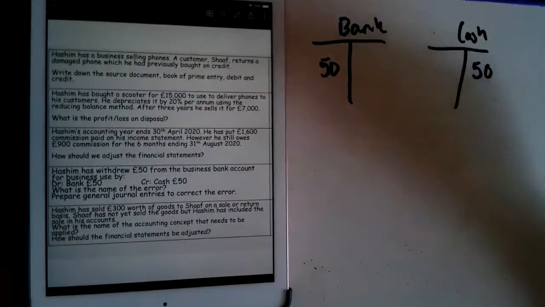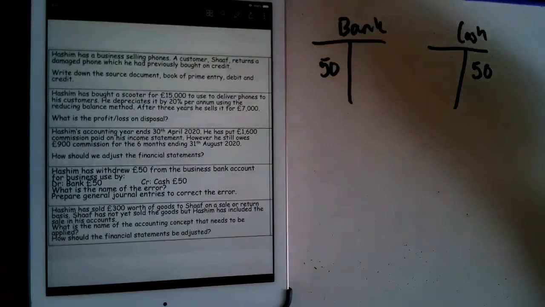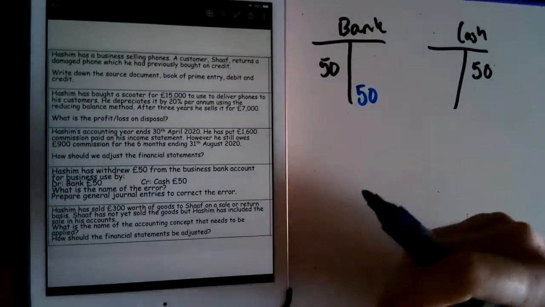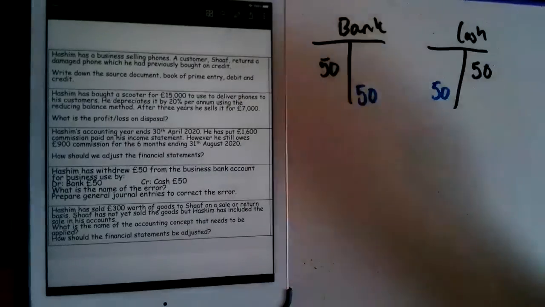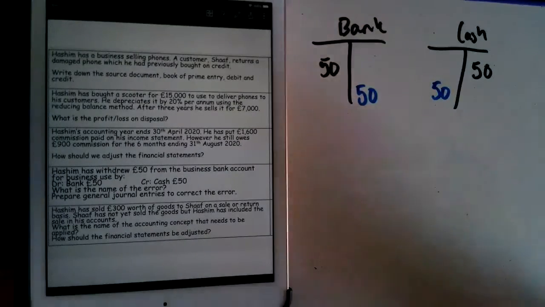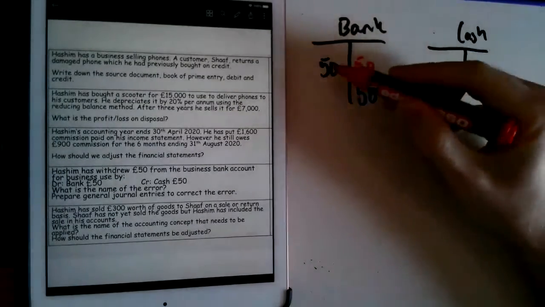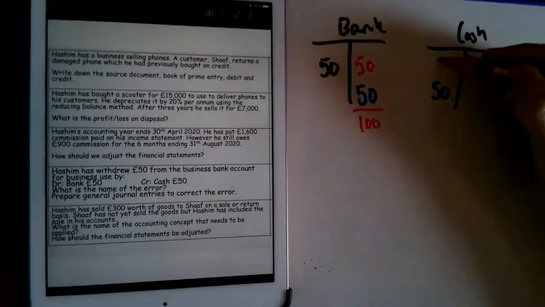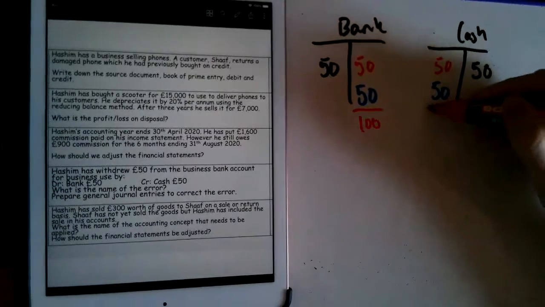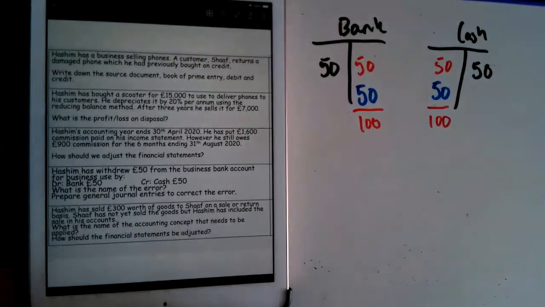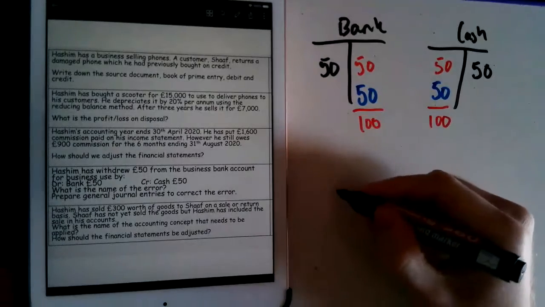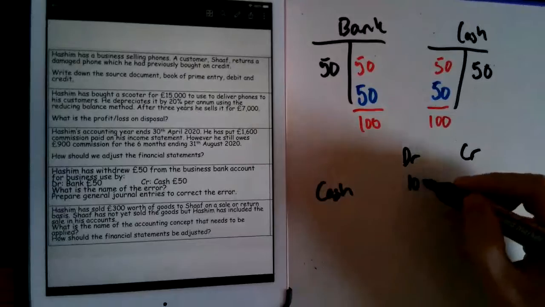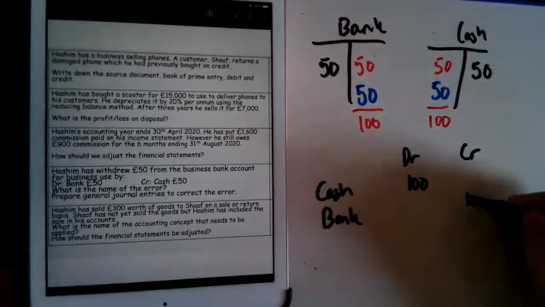If he withdrew £50 from the bank account, that means money went out of the bank, so it should have been on the credit side. And he's now got more money in cash, so that should have been on the debit side. To fix it, I need to put the 50 on the credit side to cancel that out, then I need the new 50. So altogether I need 100 on the credit side. Same here, I need 50 to cancel that 50 out, plus the new 50 to make 100. So the general journal would look like debit, credit. We're going to debit the cash by 100 and credit the bank by 100.